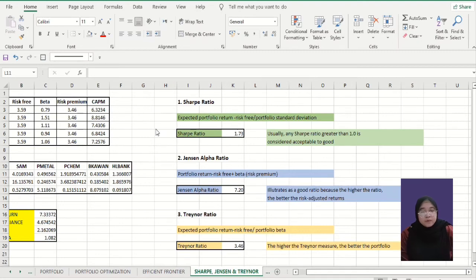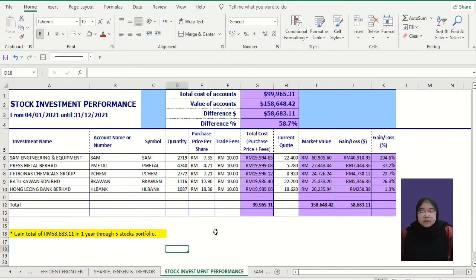Okay, for the last part, we can see the stock investment performance from 4 January 2021 until 31st December 2021. The total cost of accounts that I have is 99,965.31, and the value that I gained at the end of the investment is 158,648.42. So the difference, or the total gain that I received, is 48,683.11 ringgit Malaysia in 1 year of investment through a 5-stock portfolio.